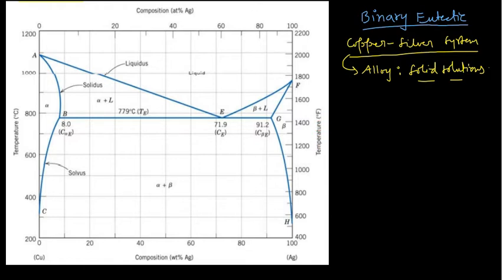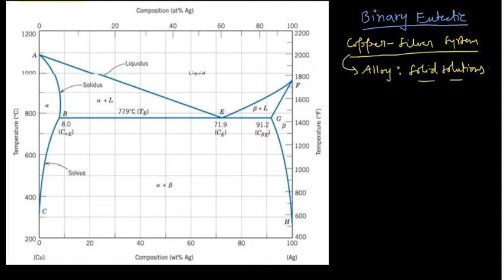Then on the x-axis you have the percentage composition. Of course, since we have two metals, copper and silver, all along this axis you have the copper and silver mixture, and the composition is written there in units of weight percentage. But if you go to the top, it is the composition in atomic percentage. So first of all you should know these things. I hope there is no problem in that.